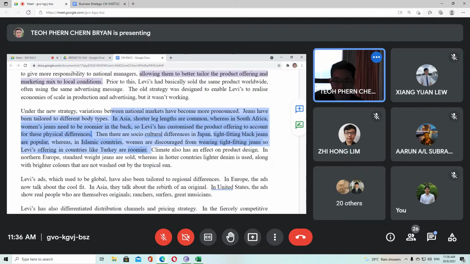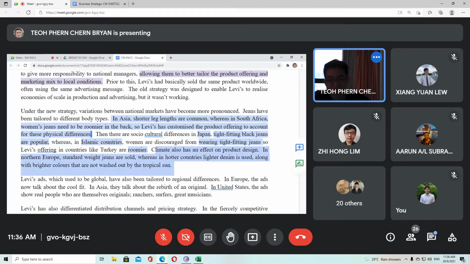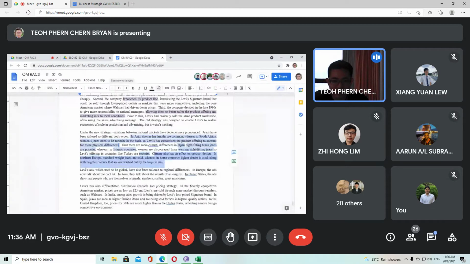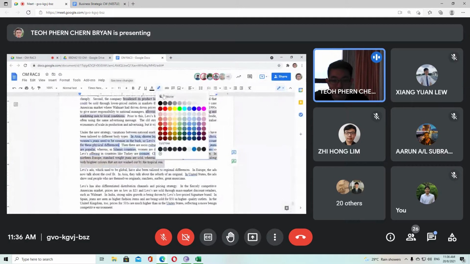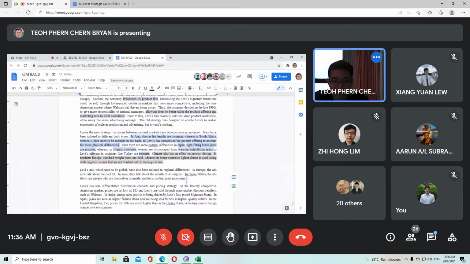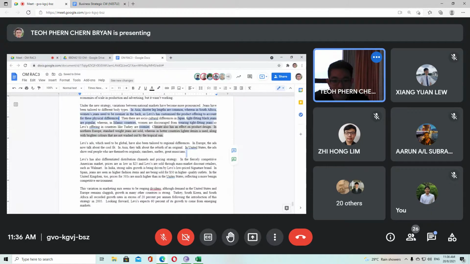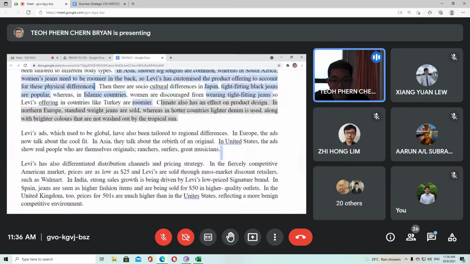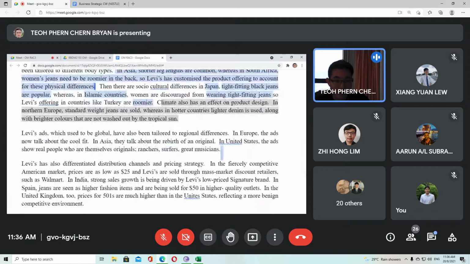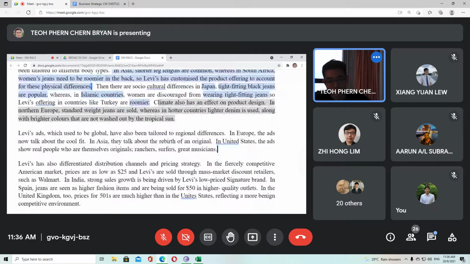Climate also. You can highlight this one also. Hotter countries don't use so thick ones. Don't know which color you use. Never mind. Okay. Then colder countries, you use thicker ones, the standard ones.